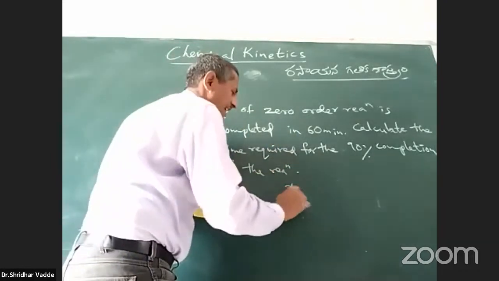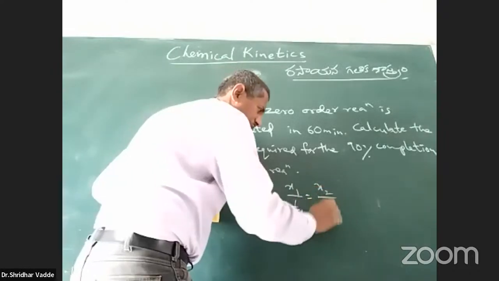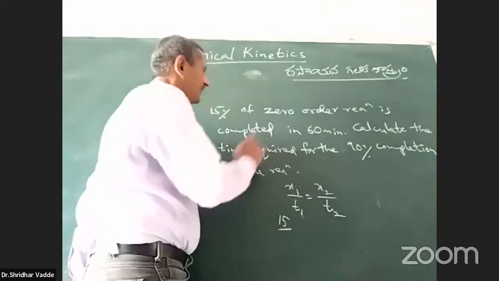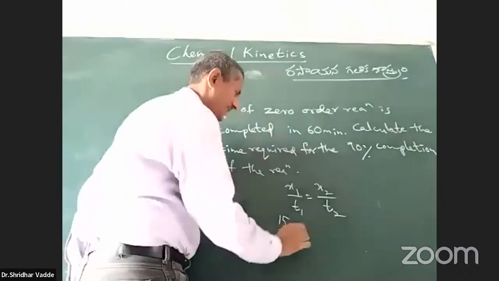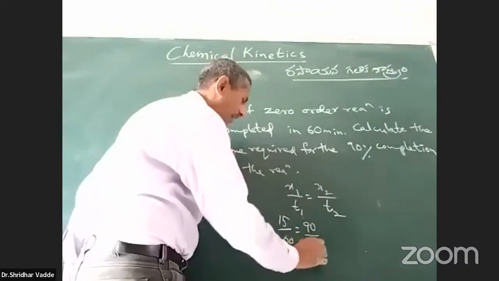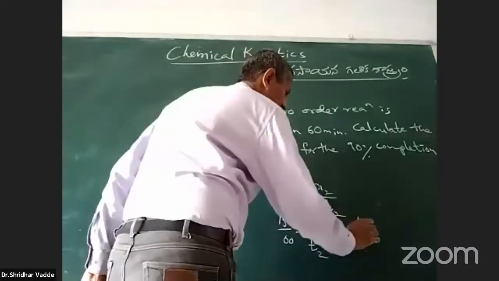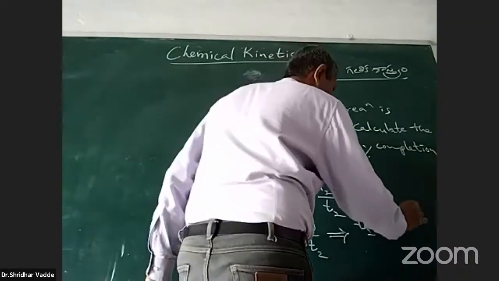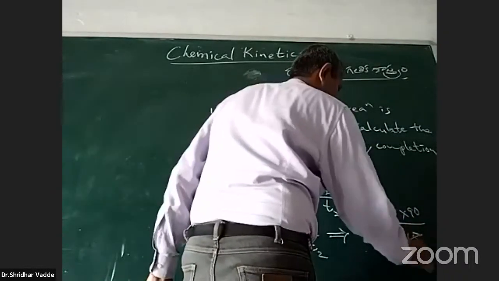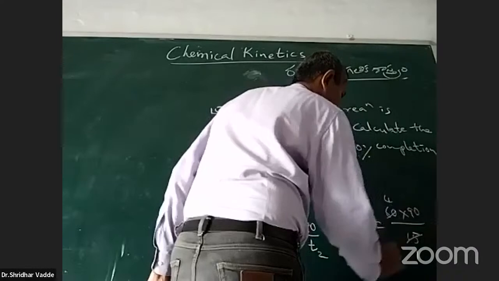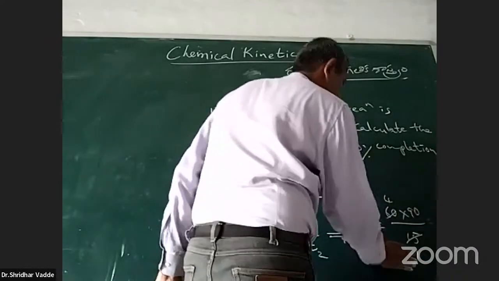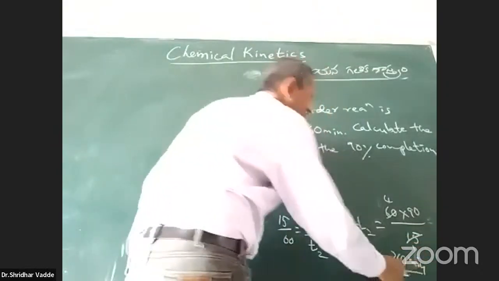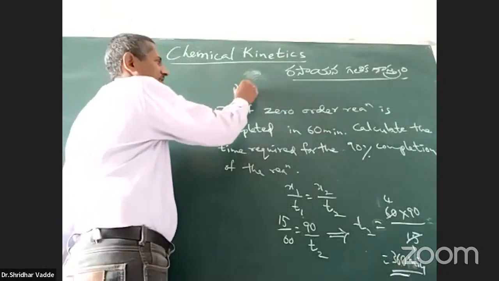As we said earlier, x1 by t1 is equal to x2 by t2. x1 is how much? 15. t1 is 60. x2 is 90. Why? t2. So t2 into 15 is equal to 60 into 90, so t2 is equal to 60 into 90 divided by 15. This is equal to 360 minutes. Don't forget the unit, it is 360 minutes. In the options they may give 360 seconds first.